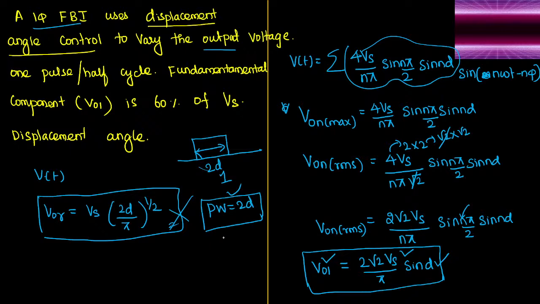Now, did they give any key to identify this? Yes. It is given that the fundamental V0 RMS voltage is 60% of the supply voltage. How will you write that? I can write output voltage equal to 60% of supply voltage Vs. This can be further written as 60 by 100 times of supply voltage Vs. One 0 will get cancelled. 6 by 10 will be equal to 0.6 times of supply voltage.